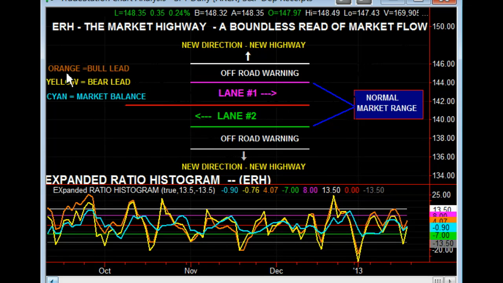And then we can further isolate the market by saying, okay, if we have orange in advance of the color, then bulls are in charge. Yellow, bears are in charge. And for the cyan, it becomes a market balance. When we get into the more advanced features, we will add in the cyan angle to it because it gives us reference points for biosignals.